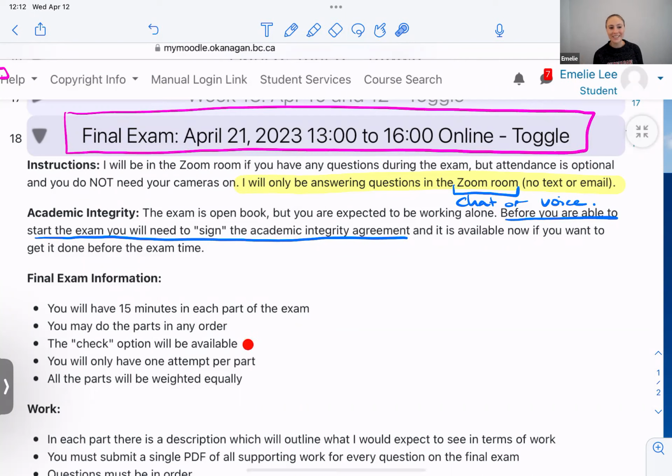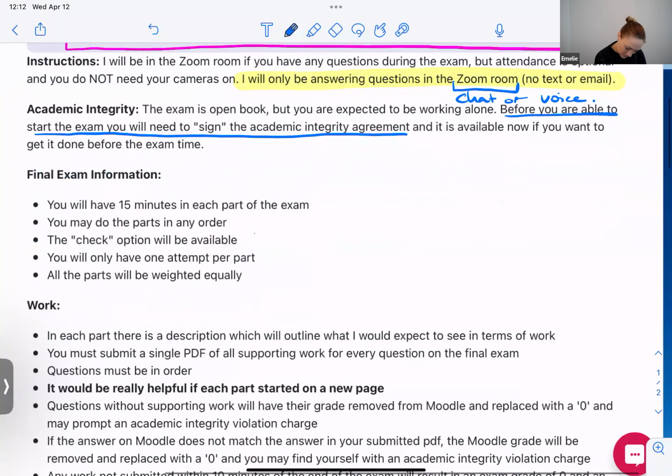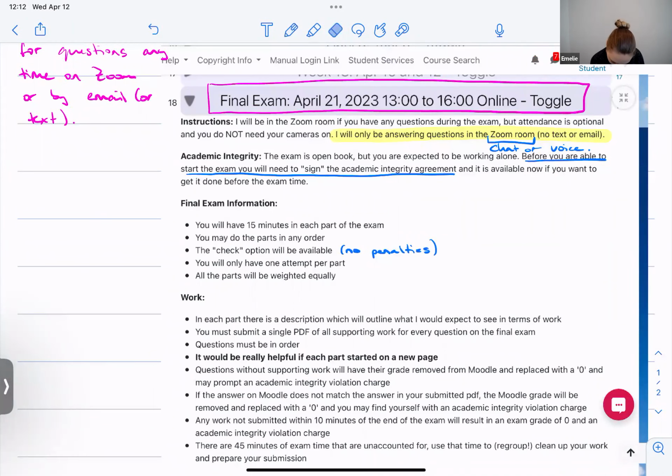You will have the check option, and so you'll be able to check, no penalties. I'm realizing now, I should have written this on the outside. No penalties.